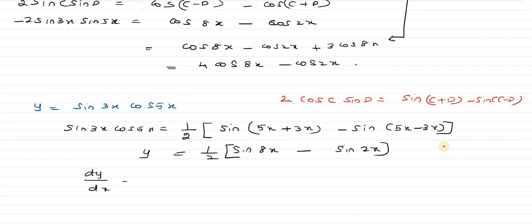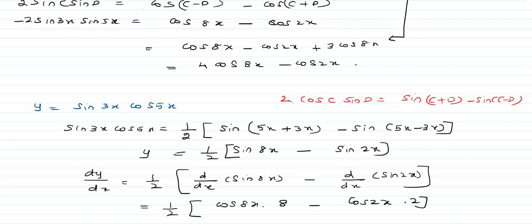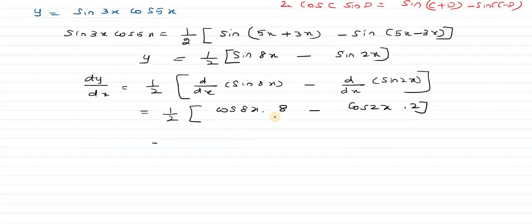Ma'am, dy by dx, 1 by 2 is common. Each function we can differentiate separately. So d by dx of sin 8x minus d by dx of sin 2x. Correct? So when I differentiate sin 8x, what will I get? Ma'am, cos 8x. Then when I differentiate 8x, I will get 8. And when I differentiate sin 2x, I will get cos 2x, and differentiating 2x gives 2. Is that clear? If there is any difficulty, you have to tell me. So 8 by 2 is 4 cos 8x minus, 2 and 2 cancel, cos 2x.